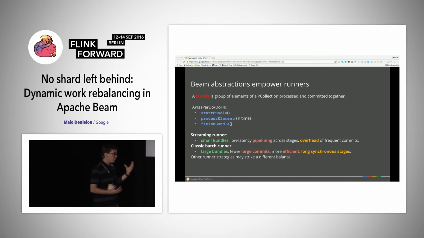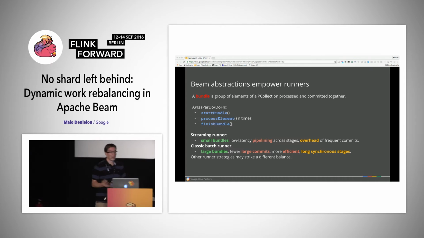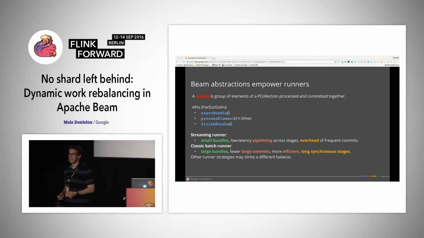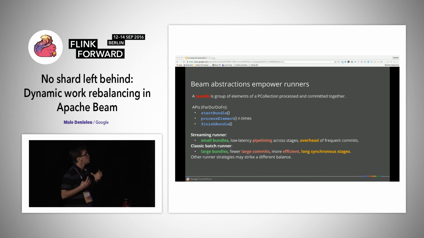So I'm going to illustrate this idea and how it translates into Beam concepts, right? The Beam abstractions have this fundamental idea that they are meant to empower the runner to make the choices that are pertinent, that are relevant for their own system. So one example is the notion of a bundle.